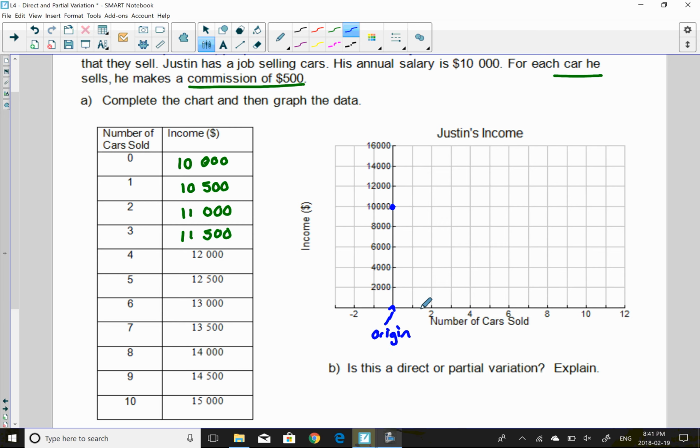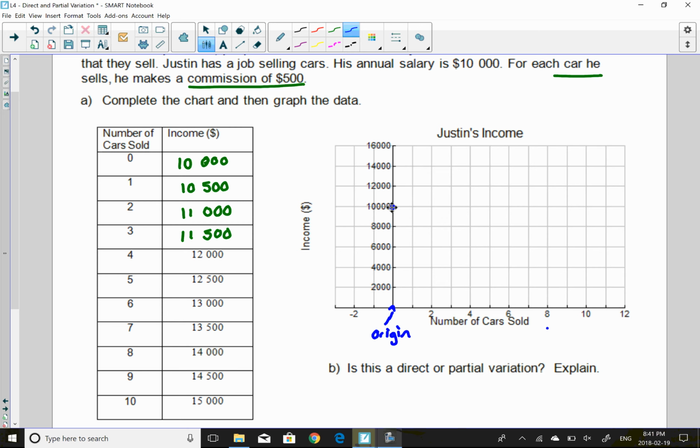So it's not a direct variation. Then for 1 car, it's 10,500. 2 cars is 11,000. 3 cars is 11,500. And you're going to see it's going to go up in a straight line. So I'm just going to, oops, go off there.